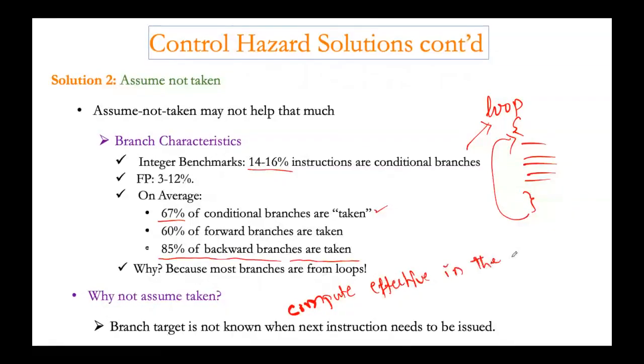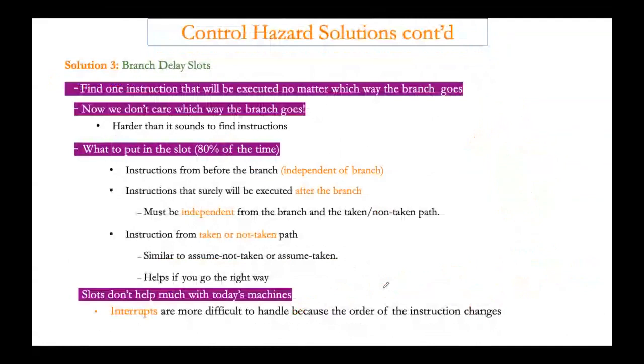The effective address is computed in the execution stage, and the program counter is updated in the memory stage. So up to that point, as we saw, once the branch is decoded, every instruction should be stalled for at least 3 cycles. The third way of control hazard solution is branch delay slots.